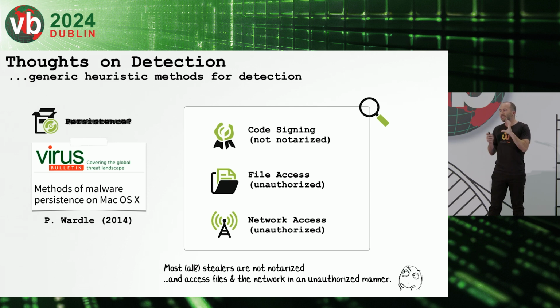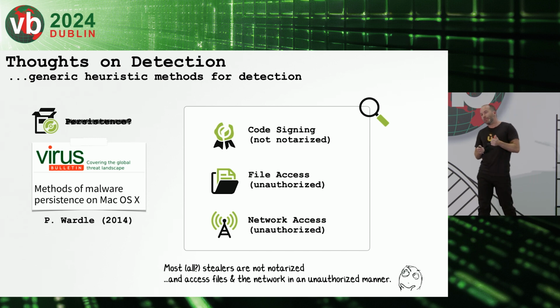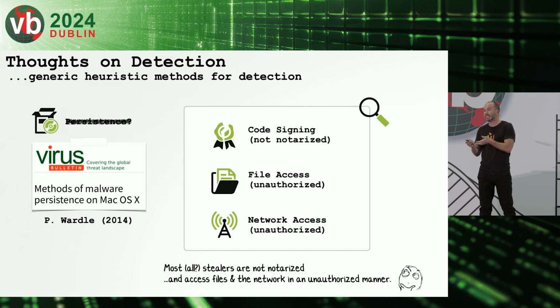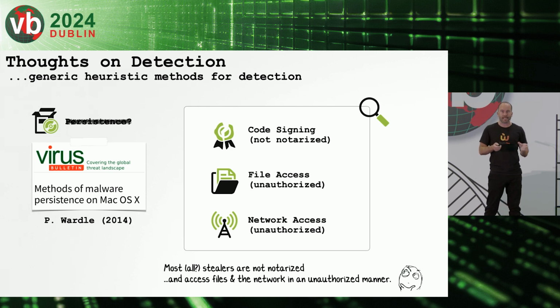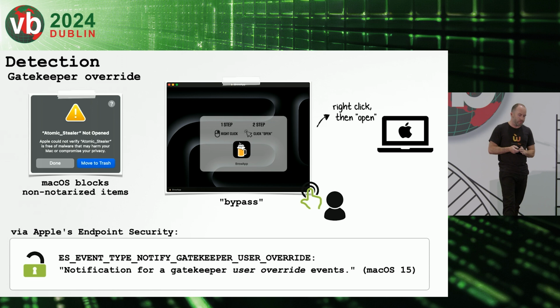And the reason these three approaches work really well for stealers is because most stealers are A, not notarized, and B and C are then going to access, for example, browser cookies, which is weird if they're not a browser or a trusted system component, and then access the network as well. So if we can programmatically monitor and detect this activity, in theory, we should be able to generically detect and thwart basically all the stealers. So let's look at that a little closer.